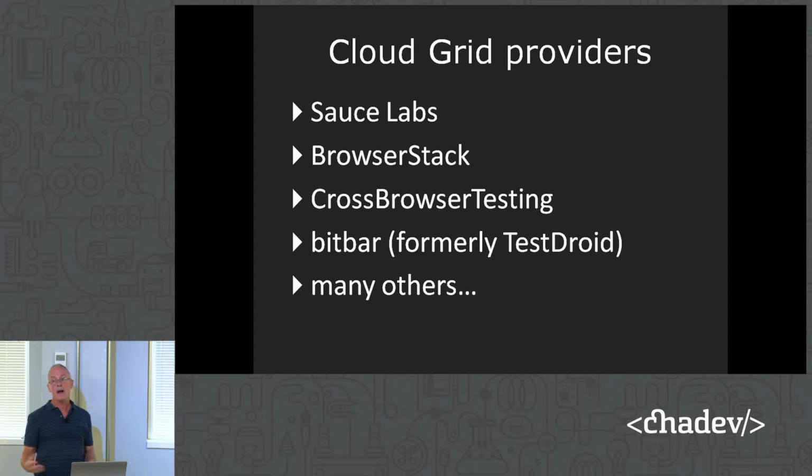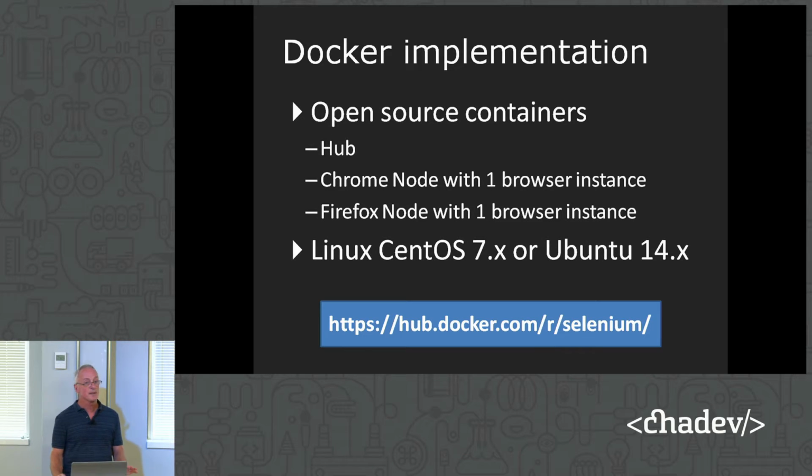Now, if you don't have the resources to set up your own grid, there are a ton of cloud providers out there. I think the most predominant are Sauce Labs and Browser Stack, which many of you probably use for your cross-browser testing. Now they're in the grid business, and it seems like just about everybody is getting into the grid business. There's also a Docker implementation, which I recently got to implement. There are open source containers you can download, and you can pull a hub. There's a Chrome node with one browser instance, and there's a Firefox node with one browser instance.